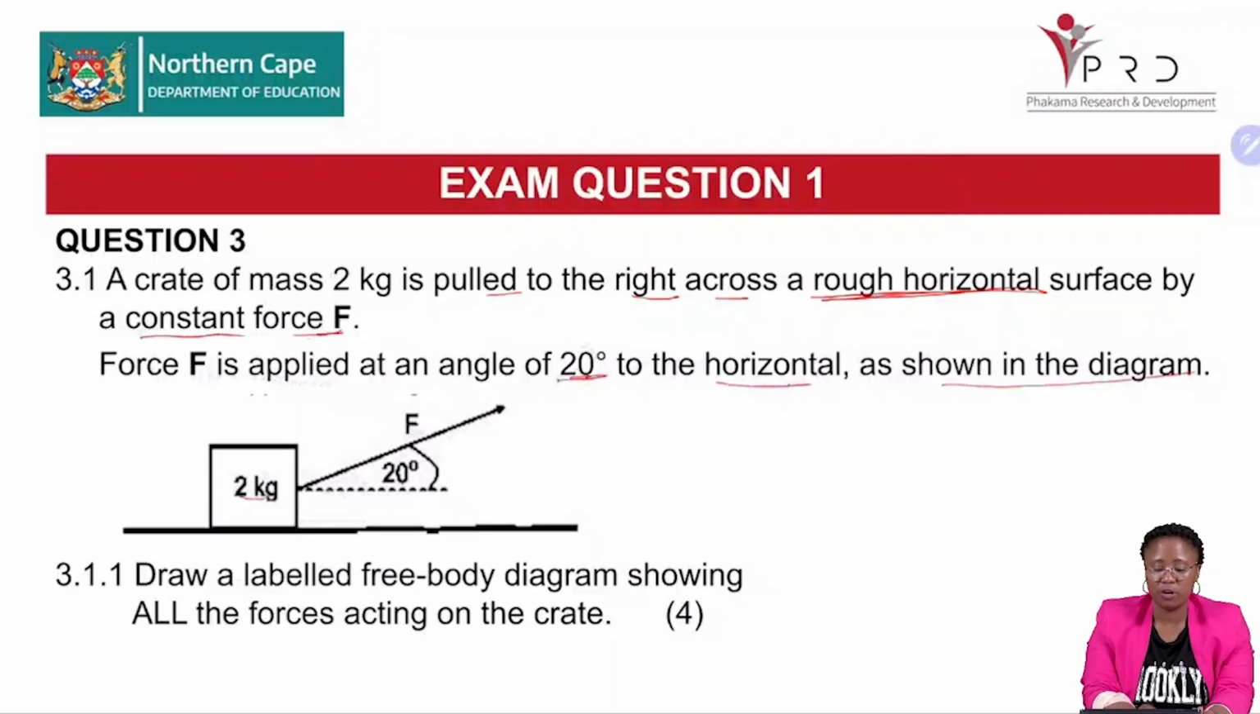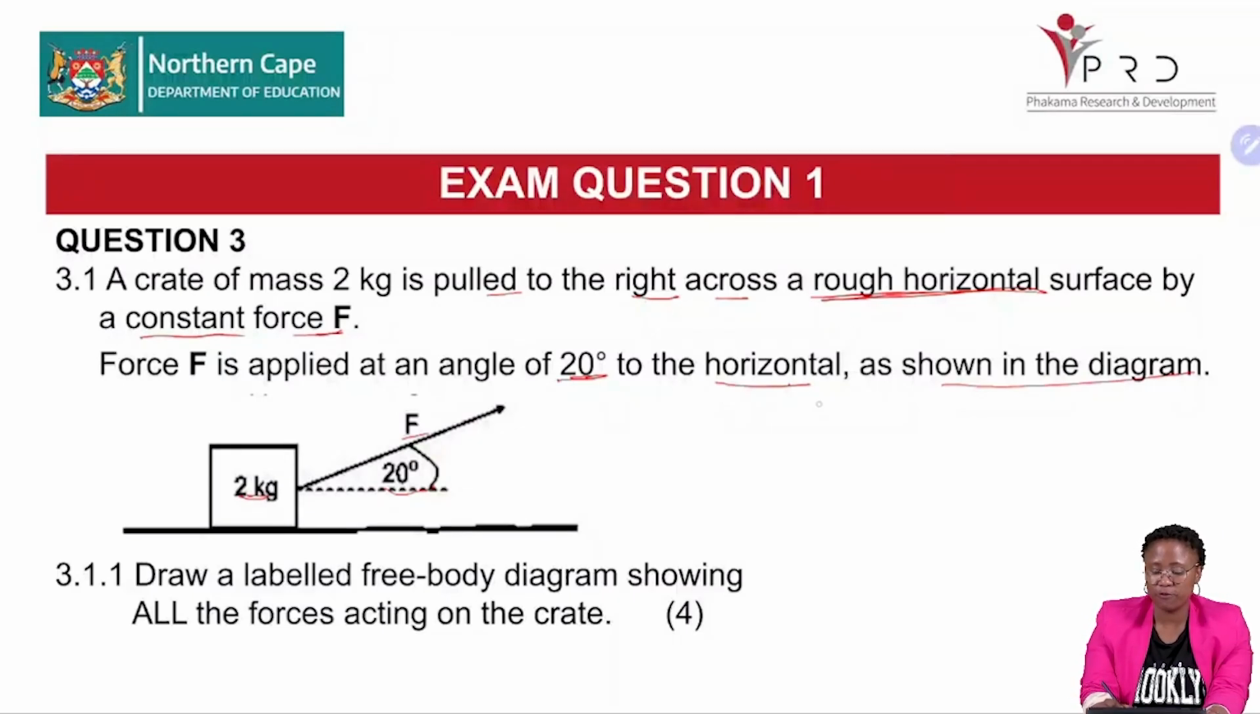Here is your diagram. We have the block of 2 kg, we have the angle at 20 degrees. You also have force F that is acting at that particular angle. The first question, 3.1.1, says, draw a labeled free body diagram showing all the forces acting on the crate.